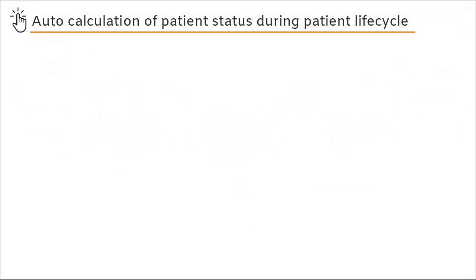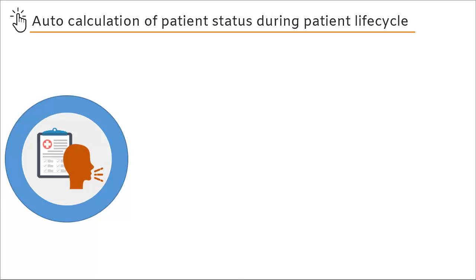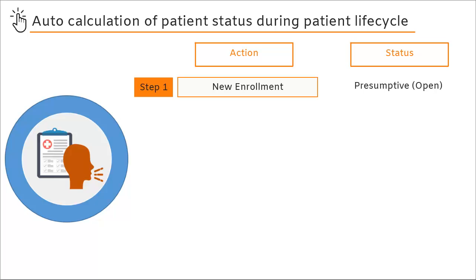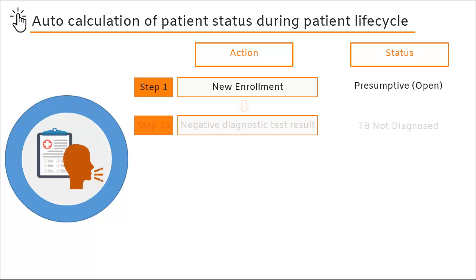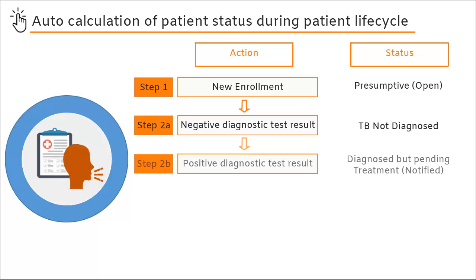Let us now understand auto-calculation of patient status during the patient life cycle. Once a new enrollment is done, a patient is assigned a presumptive open status in the Nikshay system. If the result of the patient's test is negative, his or her status will show TB not diagnosed. If the patient's diagnostic test is positive, his or her status changes to diagnosed but pending treatment notified.